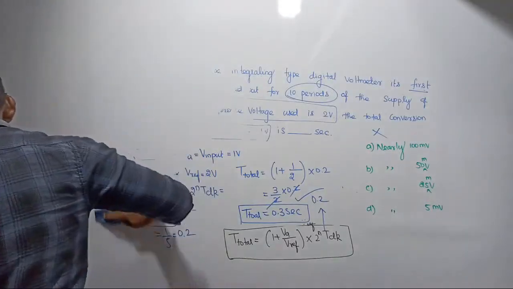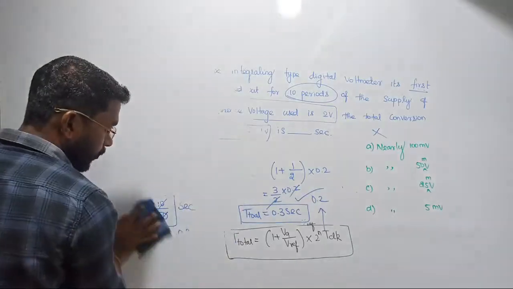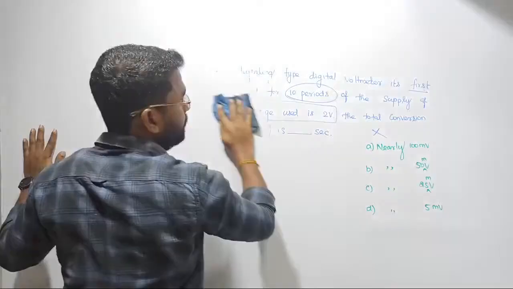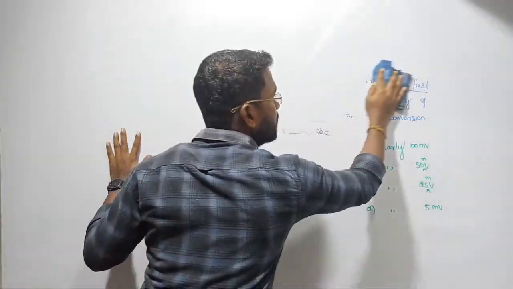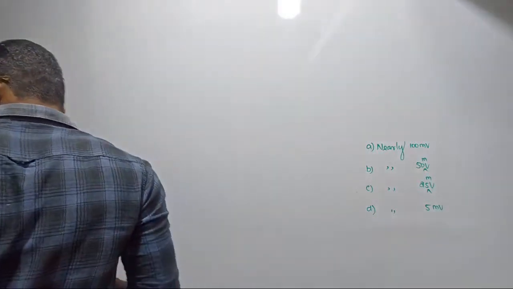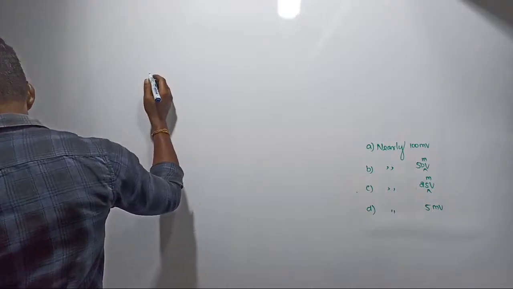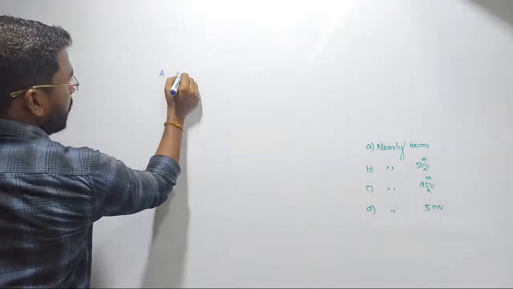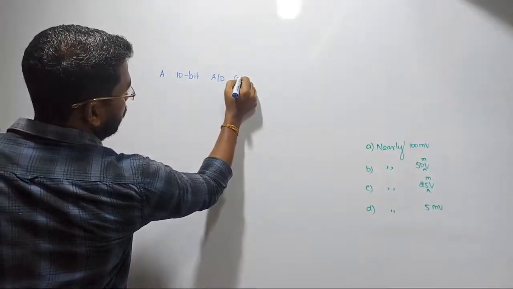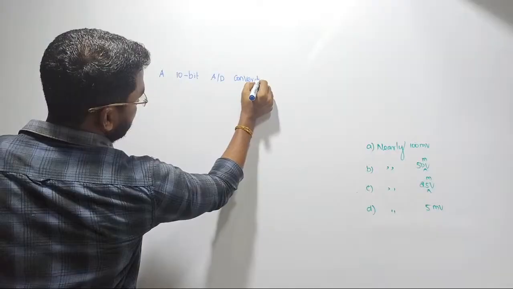A 4-bit analog to digital converter is used to digitize an analog signal, right? Sorry, a 10-bit, guys, forgive me, I don't know what I'm doing. A 10-bit analog to digital converter, not 4-bit but 10-bit, please change that.